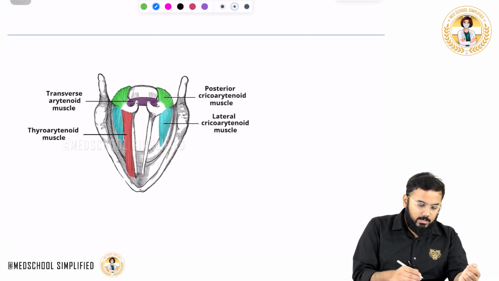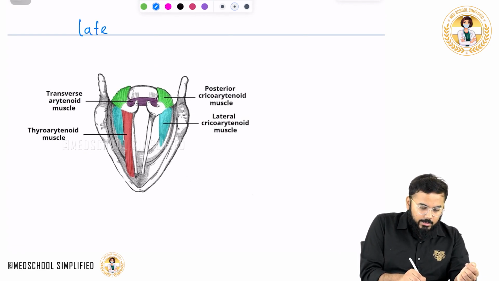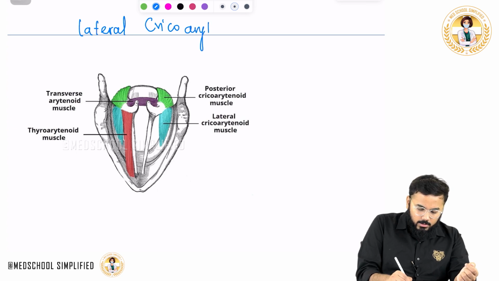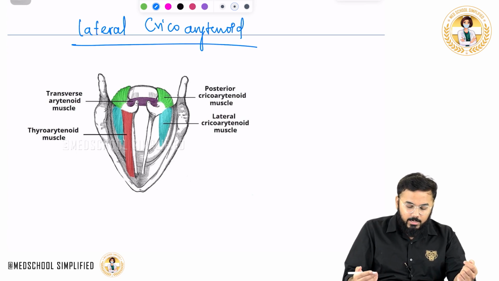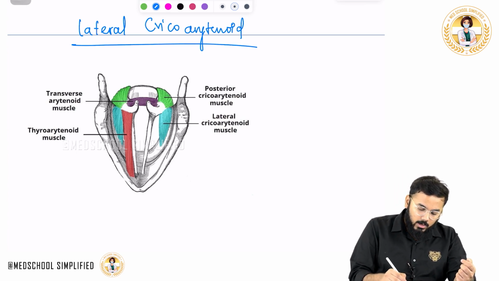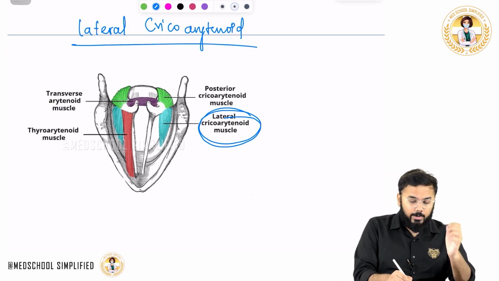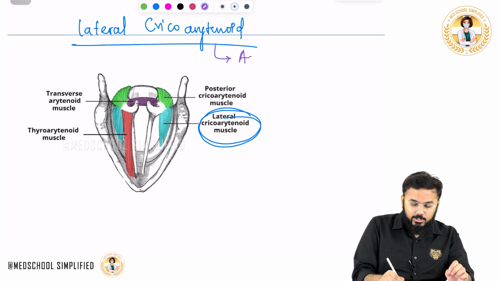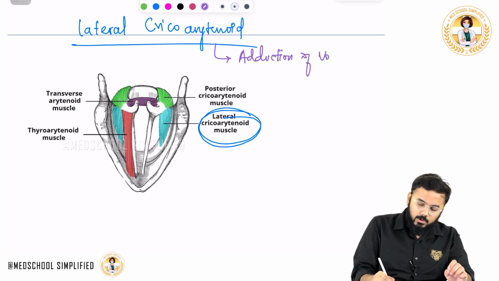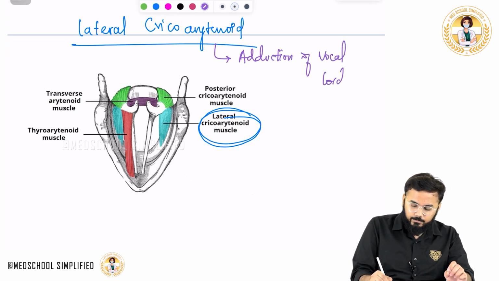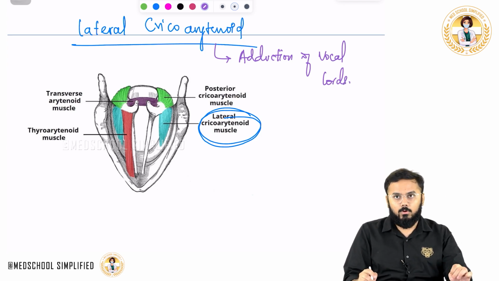Next important thing is your lateral cricoarytenoid. So where is this lateral cricoarytenoid? Again, from the cricoid till the arytenoid. So this blue color muscle which you can see over here is called your lateral cricoarytenoid. So lateral cricoarytenoid function is adduction of vocal cords. Adduction of your vocal cords.